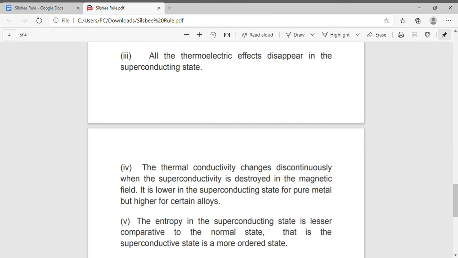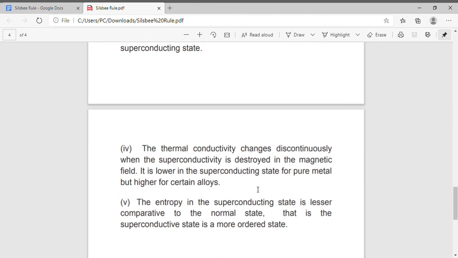The fifth property is entropy. If we measure the entropy in both states by the variation of temperature, then it has been found that entropy in the superconducting state is less as compared to the normal state. This shows that the superconducting state is more ordered. Less entropy, more order. That means as compared to the normal state, the superconducting state is a more ordered state.